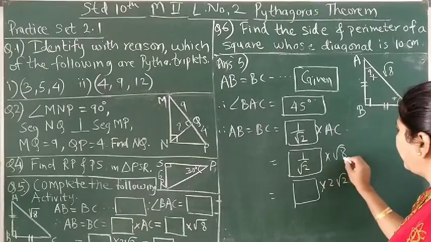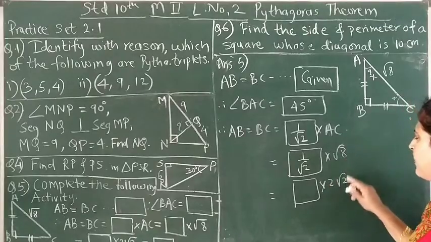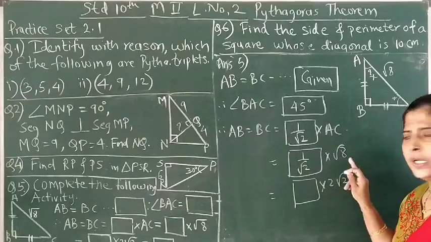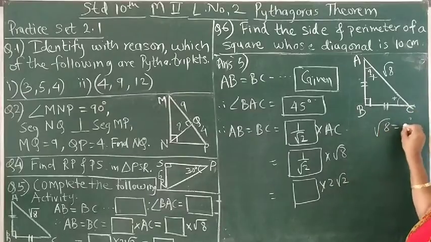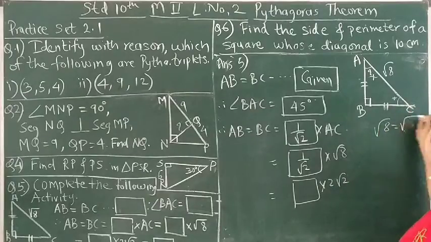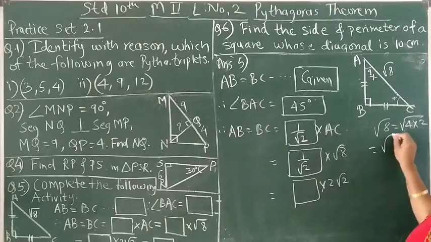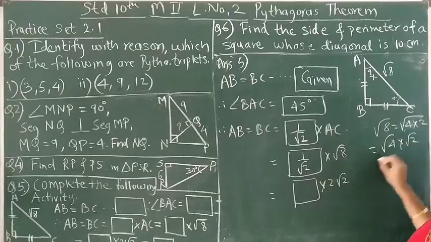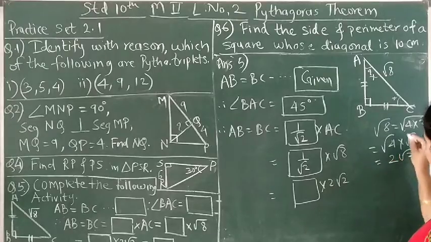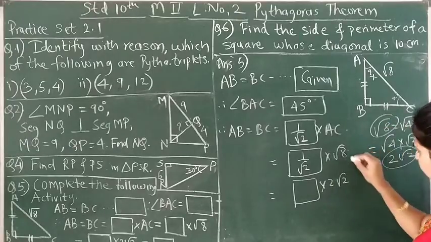Now root 8 and 2 root 2 are same. Its value is same because we know that 8 can be written as 4 into 2. Square root of 8 is square root of 4 into 2. And 4 is a perfect square. So it's square root of 4 into square root of 2. So square root of 4 is 2, so 2 root 2. So they have written these two values equivalent.